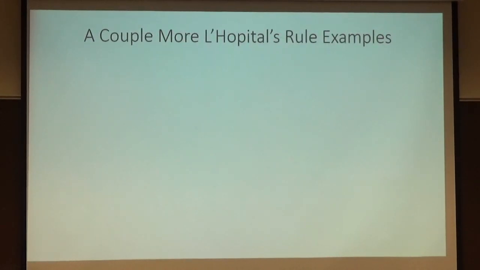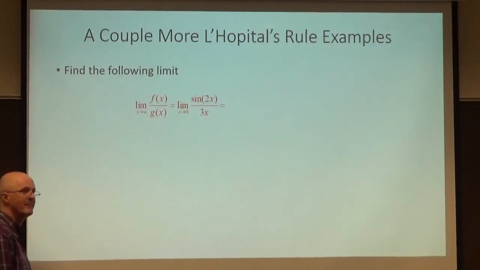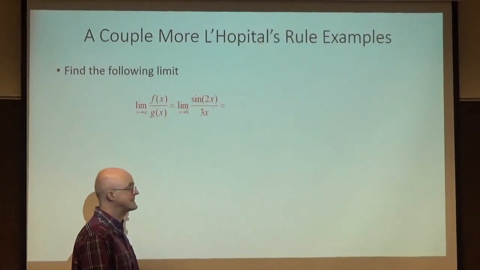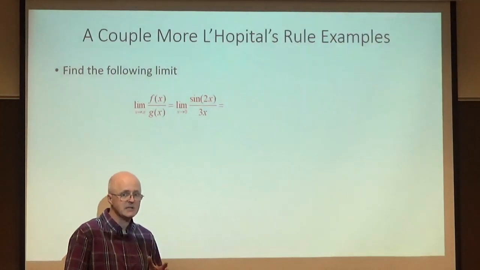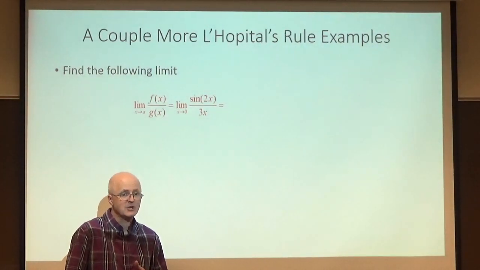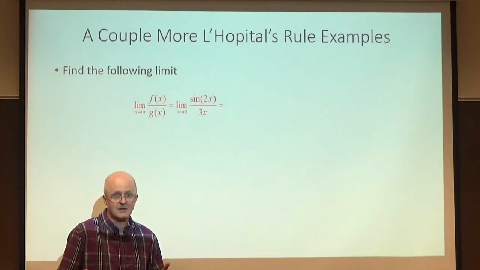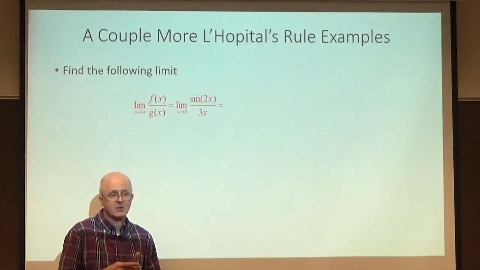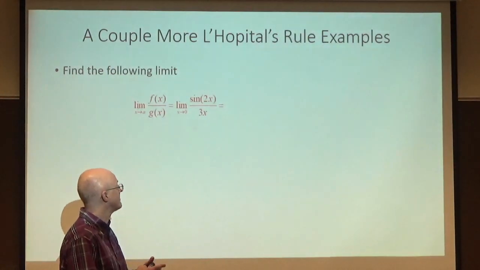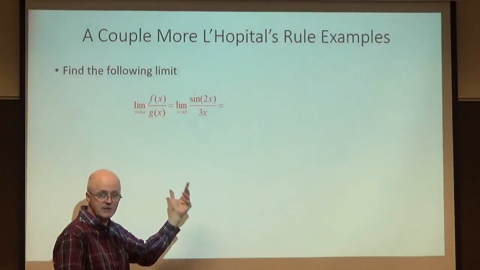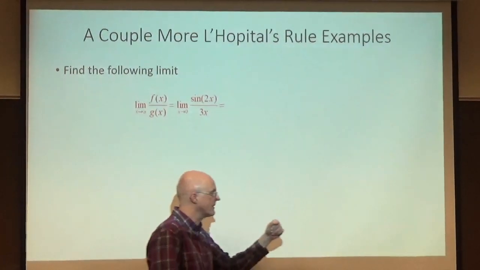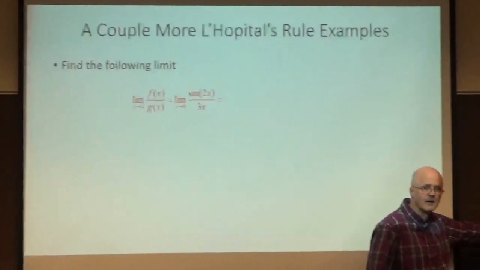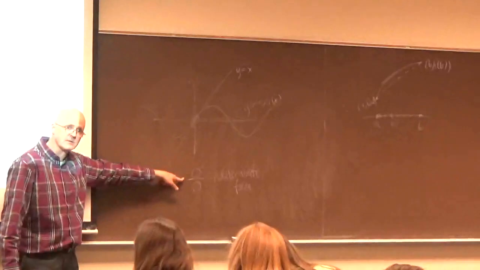A couple more L'Hopital rule examples. I modified the previous example a little bit. But it still is a situation where L'Hopital's rule applies. And by the way, if you ever try using L'Hopital's rule when it does not apply, when you should not use it, you'll probably get the wrong answer. So you've got to make sure that it's a situation where it applies. And this is, both the top and the bottom, sine of 2x and 3x, go to 0 as x goes to 0. This is a 0 over 0 indeterminate form like I wrote over here. Therefore, you can use L'Hopital's rule.